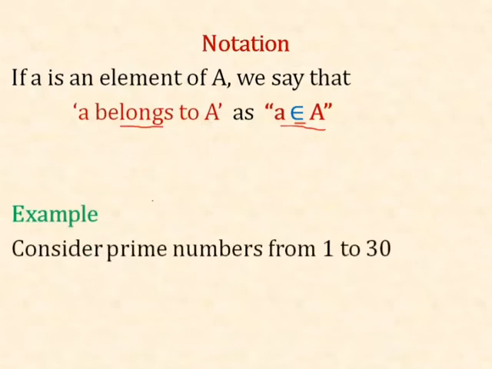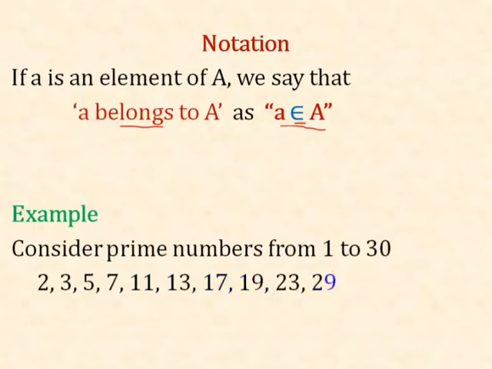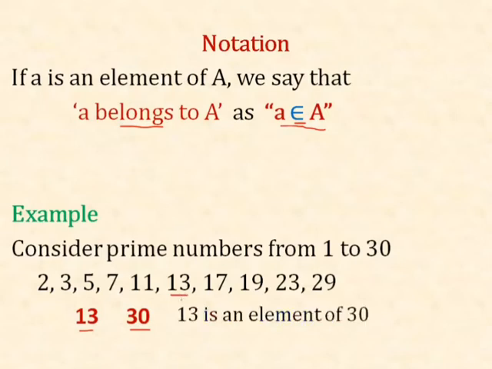Let us consider prime numbers from 1 to 30. The prime numbers are 2, 3, 5, 7, 11, 13, 17, 19, 23 and 29. So these are the prime numbers from 1 to 30. Now they have given 13. We need to say whether this 13 belongs to, is an element of, this set or not. See here, 13 we have, this is a prime number from 1 to 30. So 13 is an element of the set. So we put the notation for belongs to. So 13 belongs to the set.